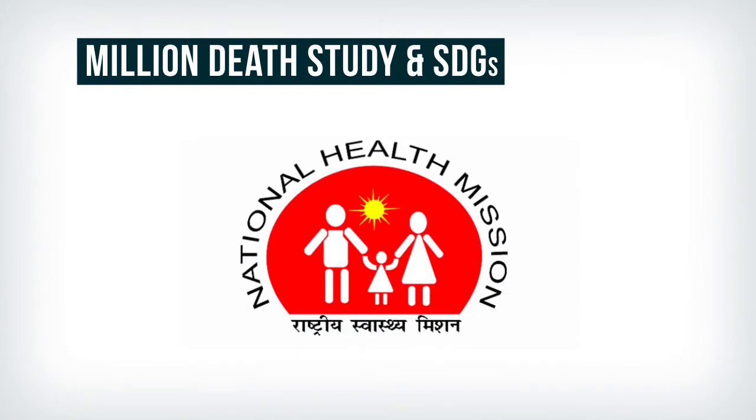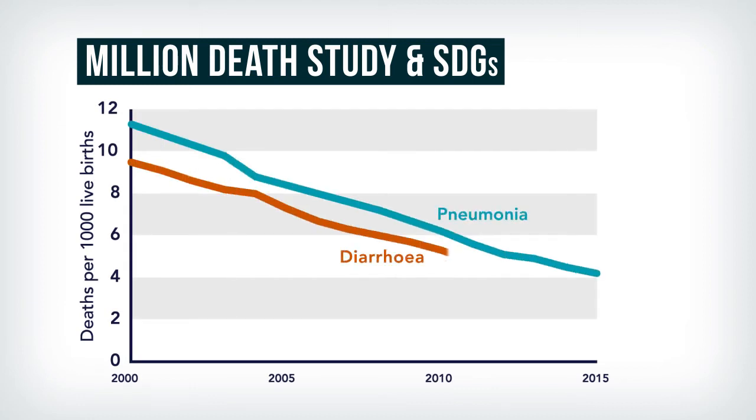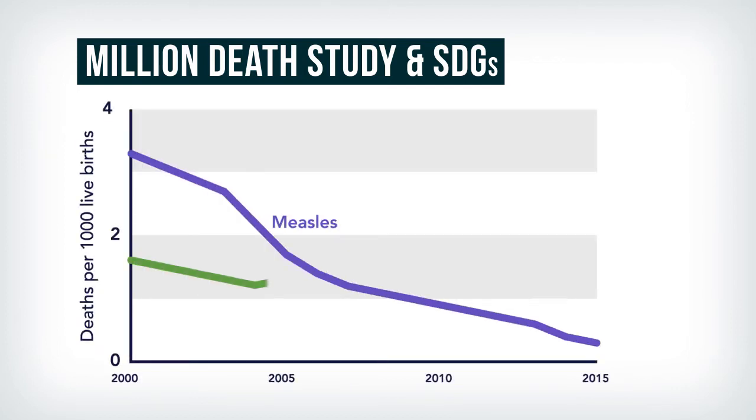Importantly, the MDS showed that the conditions that were prioritized in the national health missions had the greatest declines. So, for example, pneumonia and diarrhea fell by over 60% between 2000 and 2015 due to effective treatment. In that time period, measles and tetanus fell by 90%, mostly due to special immunization campaigns that targeted these diseases.